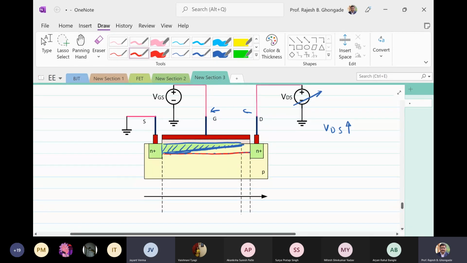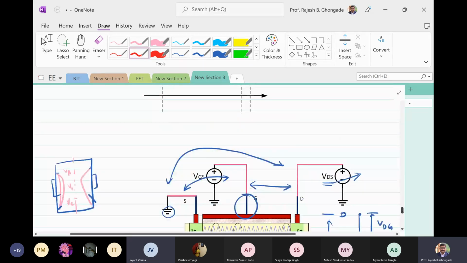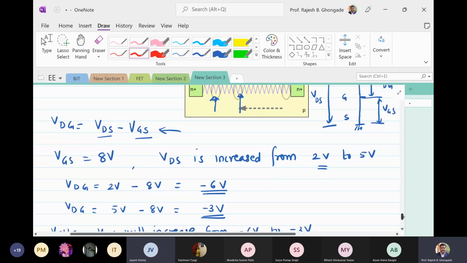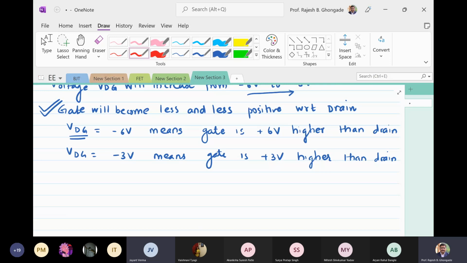Why is this phenomenon happening? Why is this tapering happening? Because gate is becoming less and less positive with respect to drain. Is what I just said clear? Yes, sir. So this causes the reduction in the effective channel width. Eventually, the channel will be reduced to the point of pinch off and saturation condition is established.